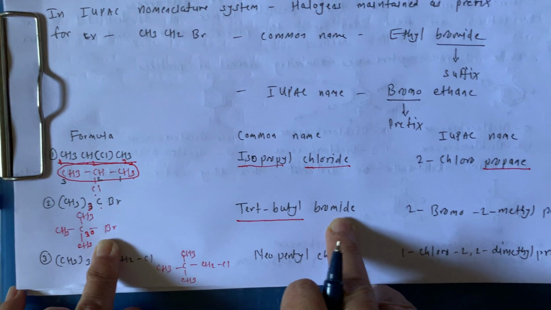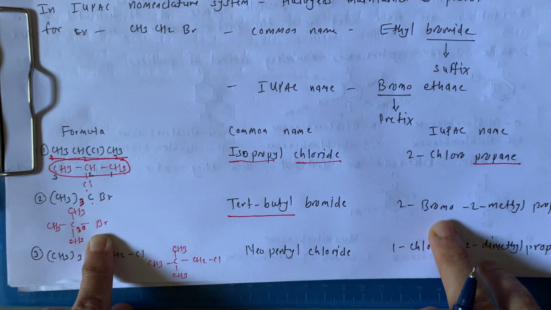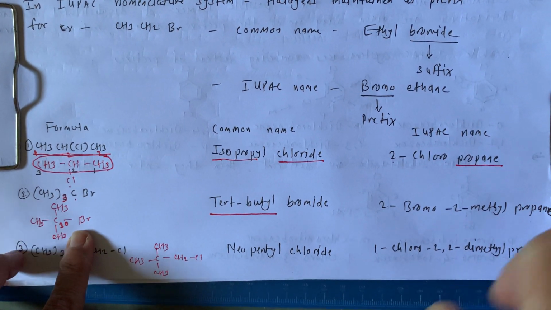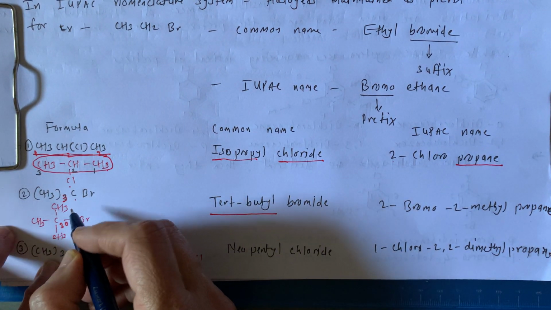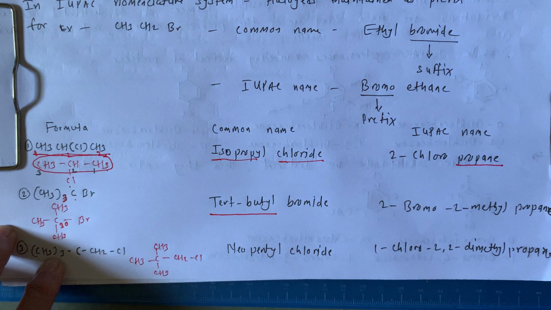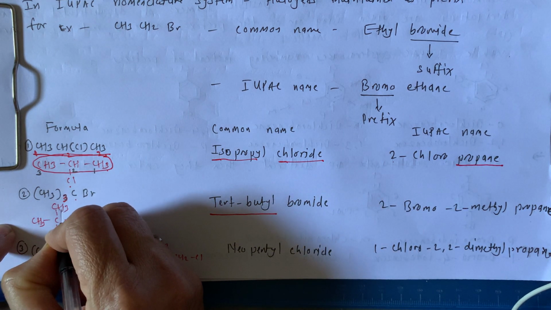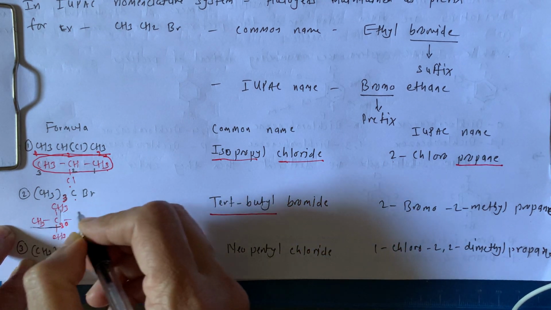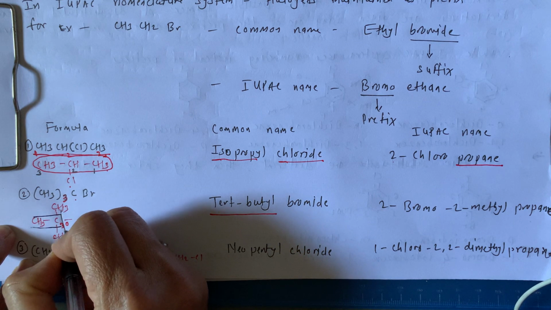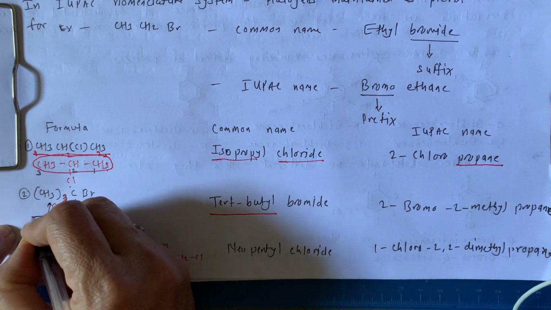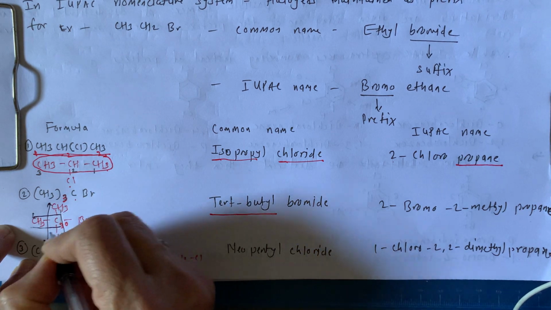Is that clear? Now next is the IUPAC nomenclature system. Again we have to check our longest continuous chain. Okay. So which one is the longest continuous chain? You can take the longest continuous chain as this one, or otherwise this one, or otherwise this one. There are 3 ways of taking the longest continuous chain.